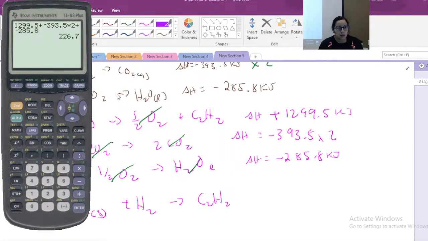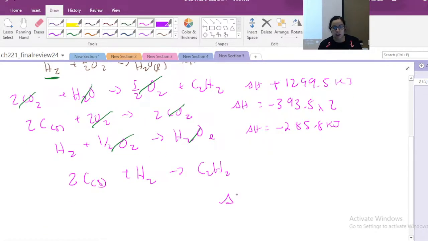And so I'm seeing 226.7 kilojoules in the chat as well. Is that what we got in here? I see some nods. So then now we can say the change in enthalpy, or our standard enthalpy of formation of acetylene was 226.7 kilojoules. I'll put my positive sign there again just to really emphasize that that was endothermic. Questions on that one?